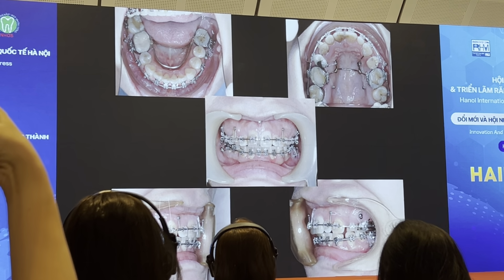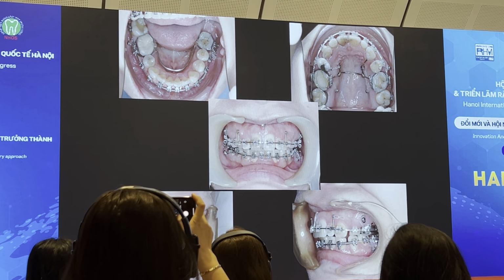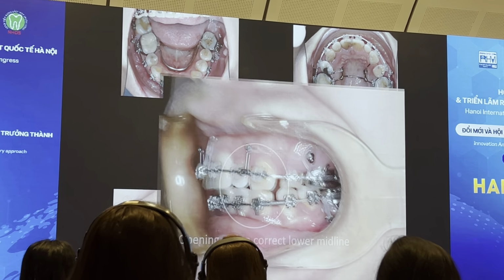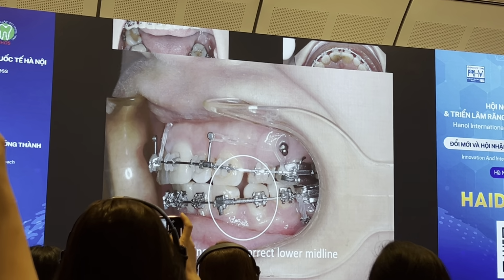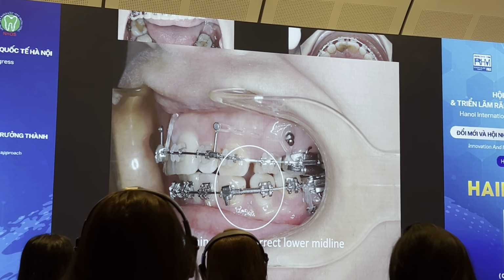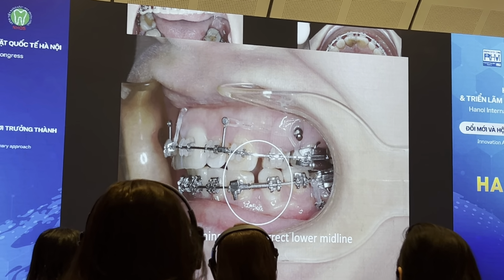Right now, I was intruding the whole maxillary dentition and the lower molars to improve the total vertical maxillary access. At the same time, an opening coil was used to push the lower incisors mesially against the premolars to correct the lower midline.